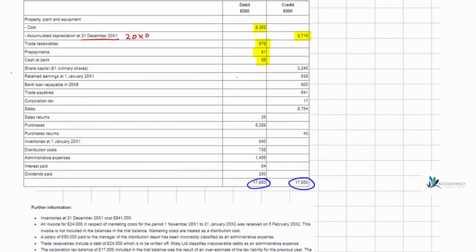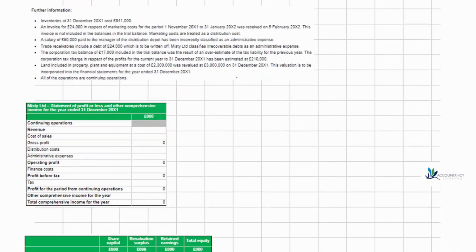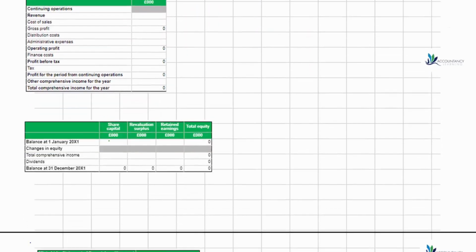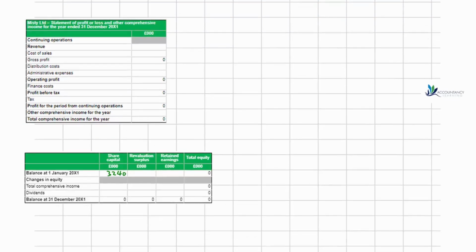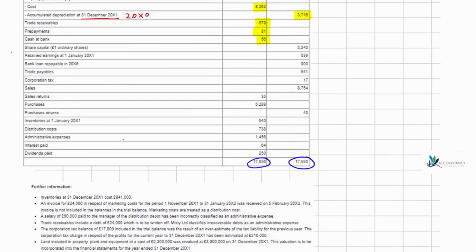Okay, next we have share capital, and we have £1 ordinary shares here. So this all relates to equity, so we need to put these figures into our statement of changes in equity. So for our share capital, we have 3240, and we can put that as our opening balance, 3240. If there were any sales of shares during the year, then this figure is going to increase. We've used that figure, so we can highlight it using the highlighter tool to tell us we've used it.